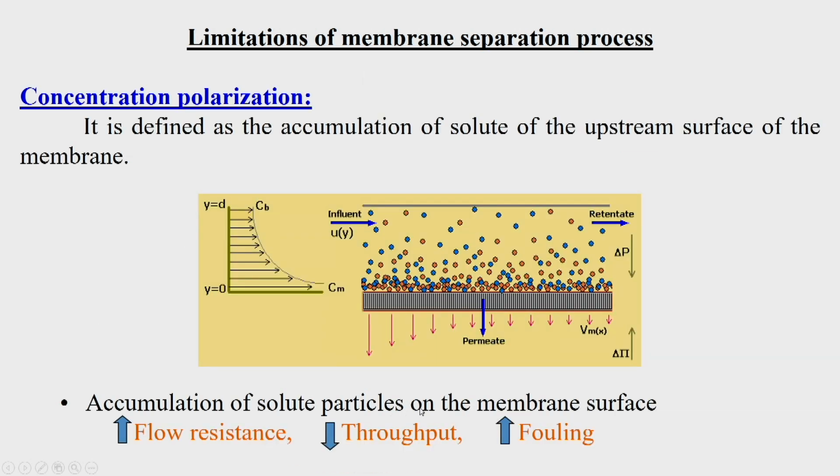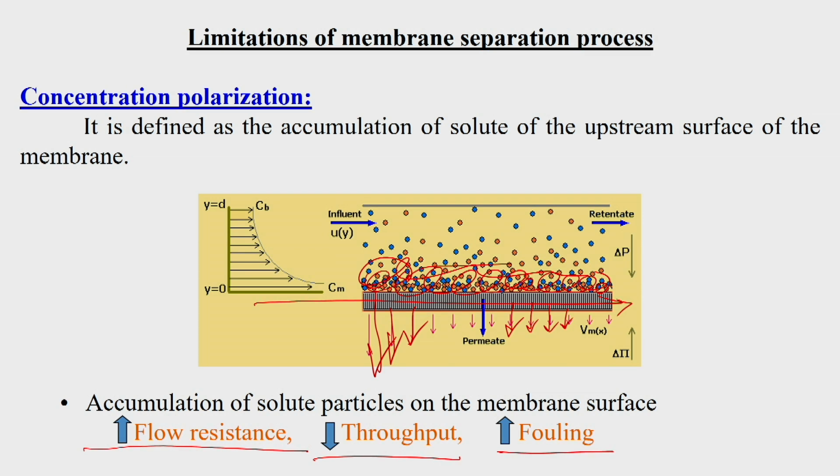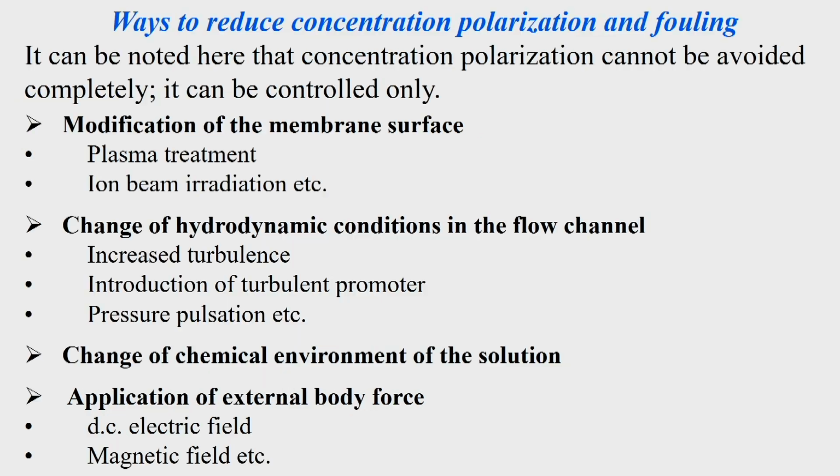Concentration polarization is defined as the accumulation of the solute at the upstream surface of the membrane. Like this, the separation process is going on, and the permeate is collecting. In the beginning the permeation rate is very high, but with time, as the solutes are deposited on the membrane surface, the permeate flux will go on decreasing. So, flow resistance increases, then throughput decreases and fouling increases. This is regarded as the concentration polarization.